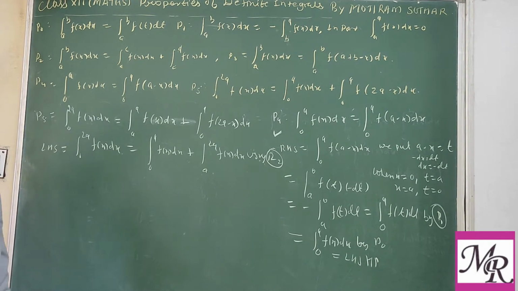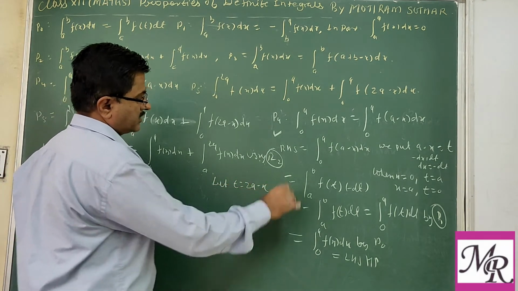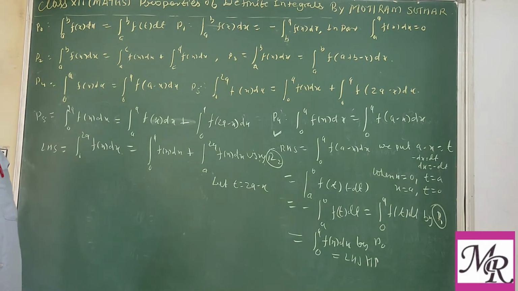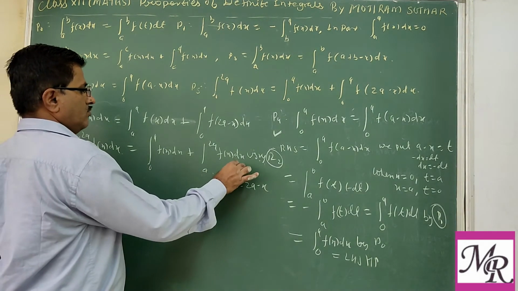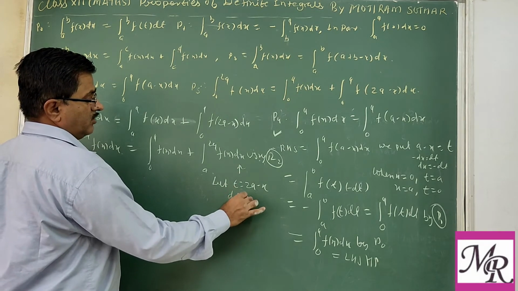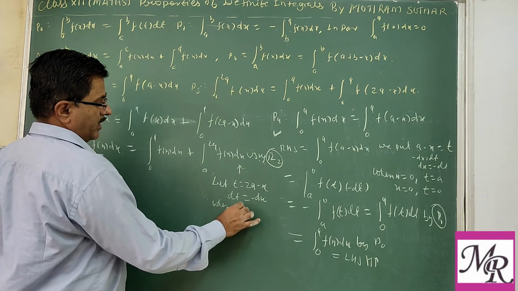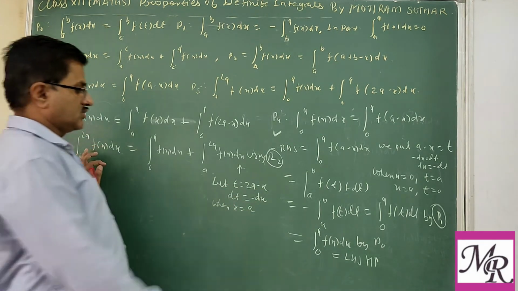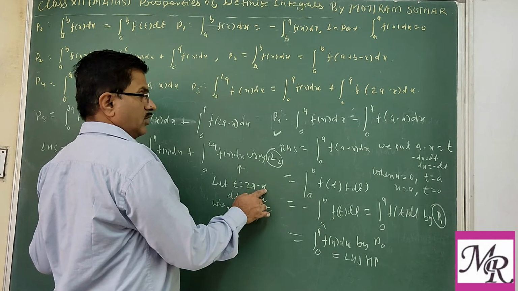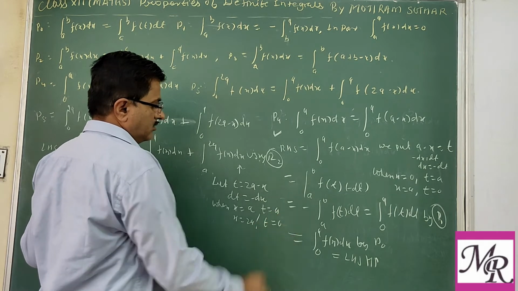Let t equal to 2a minus x, because on the right hand side we need 2a minus x. That's why we are putting it in the second integral. In the second integral we substitute this. So dt equals minus dx, or dx equals minus dt. Also when x equals a, then t equals 2a minus a, and when x equals 2a, then t equals 0.